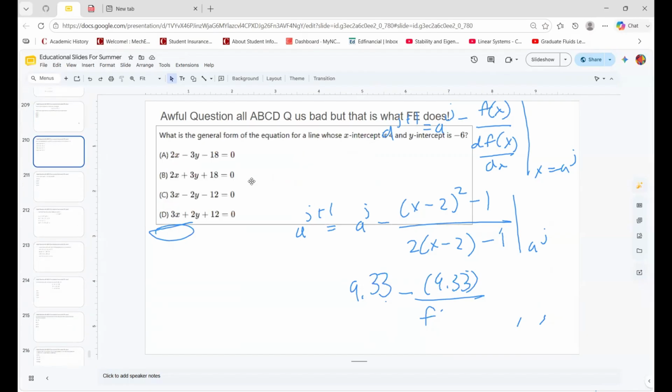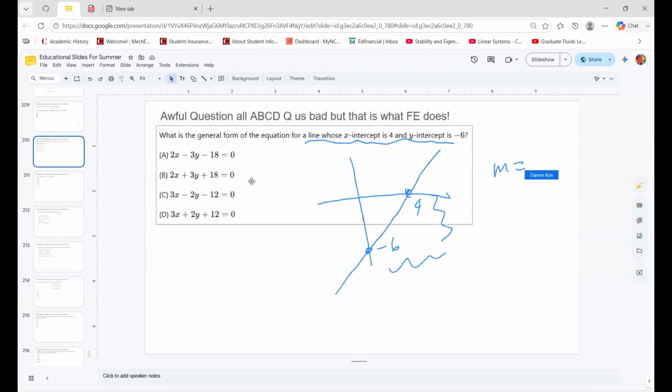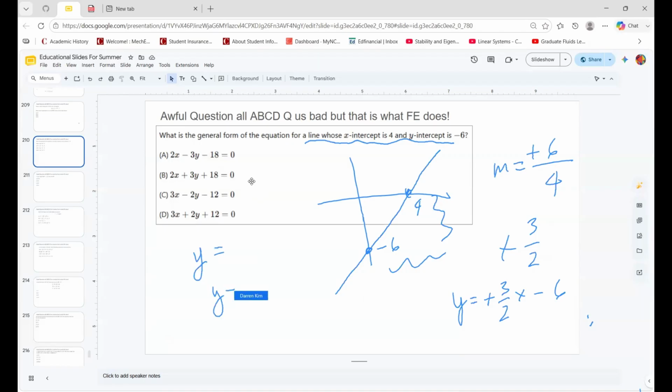The general form of this, oh, I see what you have to do. Wait. Oh, so it's like this. So it's -6 and then 4. So that makes the slope m equal to 3 divided by 2, right? So that's y equals -3 divided by 2 times (x minus 6). Oh, it's actually plus, sorry, because you went like this. So y minus 3 divided by 2 times (x minus 6) equals 0. So 2y minus 3x minus 12 equals 0.